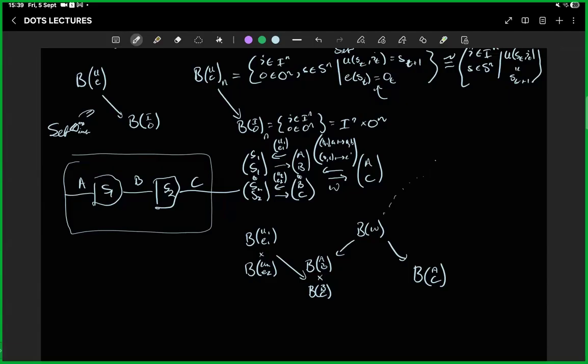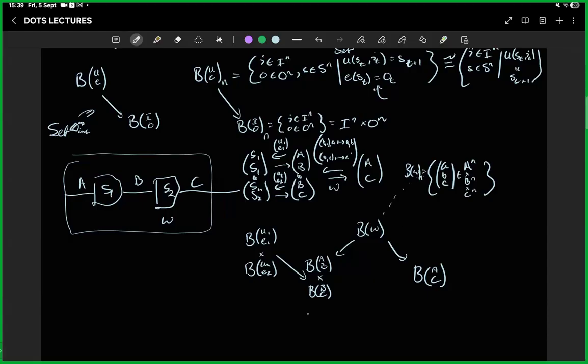Well, if we look in the wiring diagram W, you can see that there are 3 variables involved, A, B, and C, right? So it makes sense that this should be A to the n times B to the n times C to the n. That's what BW of n will be. Right? And then what are the maps?